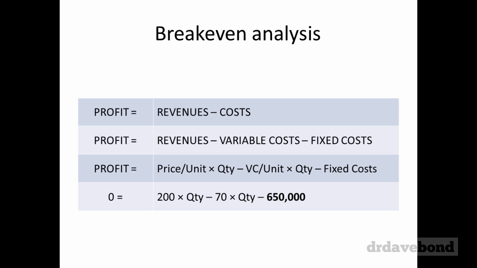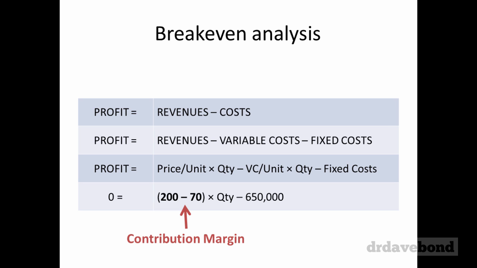So all that we need to do at this point is simplify it down and get quantity on one side and all the numbers on the other, and we'll be able to solve for quantity, which is what we're about to do. So we combine the price per unit and the variable cost per unit, because they're both multiplied by quantity, gives us 200 minus 70. And that is actually your contribution margin per unit. The 200 minus 70, price minus variable cost. So you might not even be told price or variable cost. You might just be told contribution margin, but that's enough to go on.